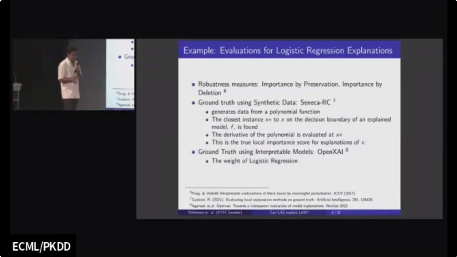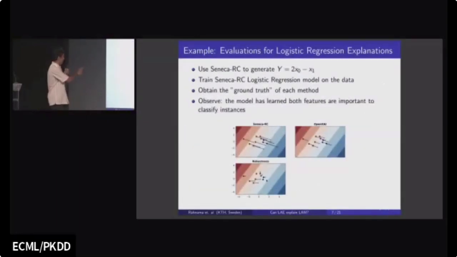So I'm going to show you an example. Here I have the robustness measures and the ground truth for synthetic data sets. I'm actually using Guidotti's work, Seneca RC. It's a very good paper. And also I'm comparing it with the ground truth using interpretable models of the OpenXAI paper. So here we have the synthetic data set up there, and then we train a logistic regression. And again, these are not explanations, but these are the ground truth.